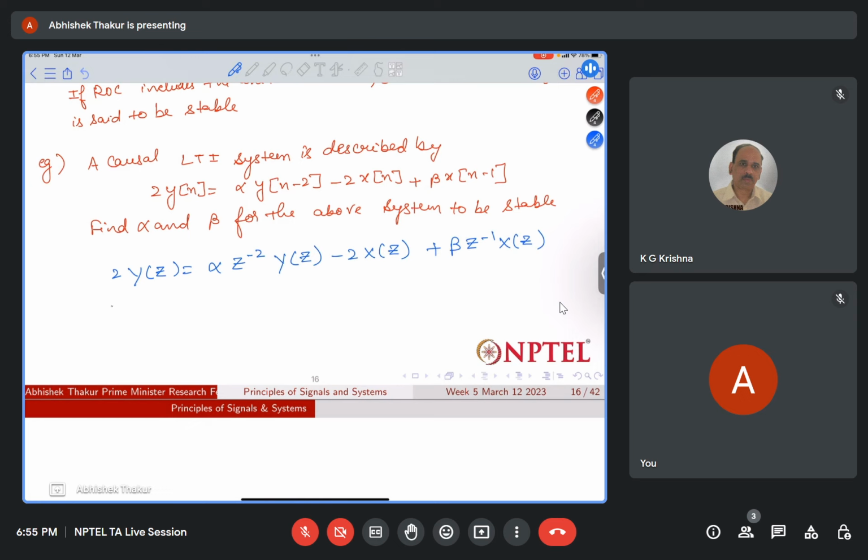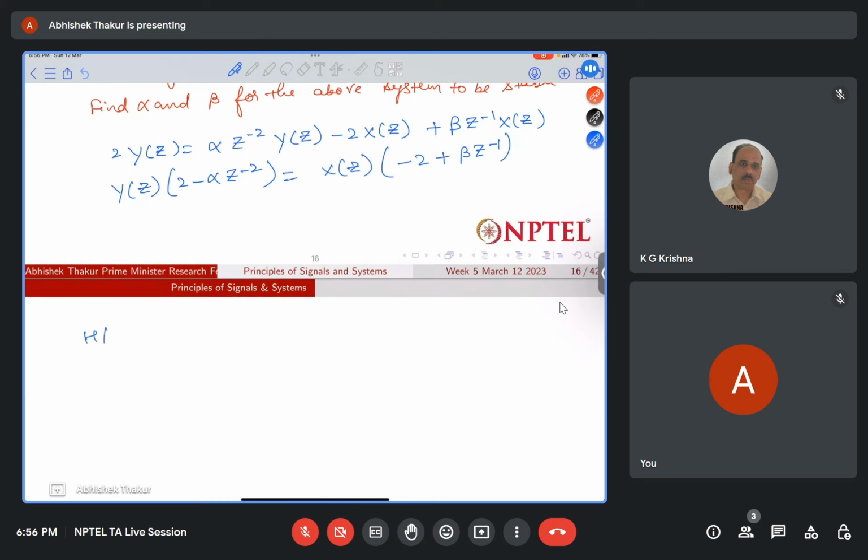Now we'll separate the Y(z) and X(z) terms. So that will be (2 minus alpha z^-2) Y(z) equal to (minus 2 plus beta z^-1) X(z). So the transfer function H(z) is equal to Y(z) by X(z). So this is given as (beta z^-1 minus 2) divided by (2 minus alpha z^-2).